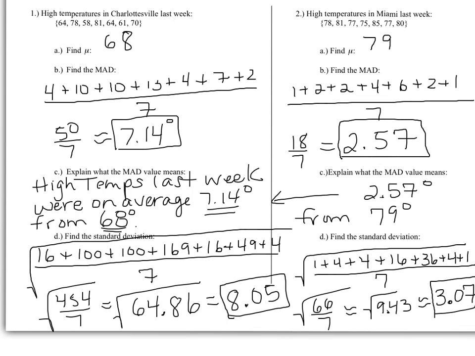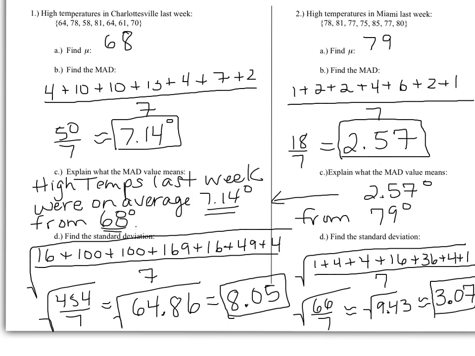If you notice, at the very beginning I asked which one's going to have higher. Well, if you look at the spread of this data, these numbers are a little bit further away. These numbers are bigger. These numbers are all pretty close to the average of 79. And if you think about it, temperatures in Miami are going to be a lot closer, pretty steady. Temperatures in Charlottesville, we live here.